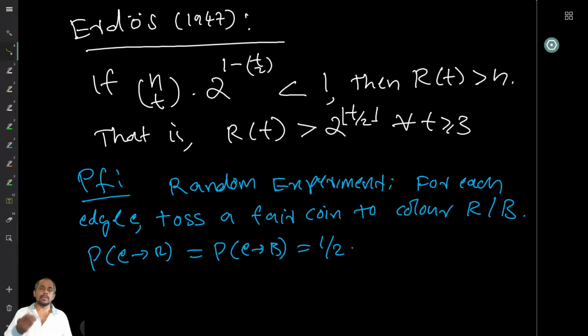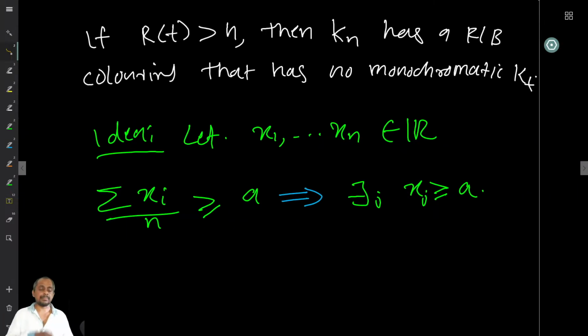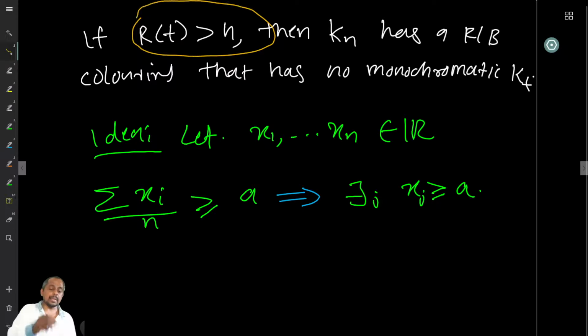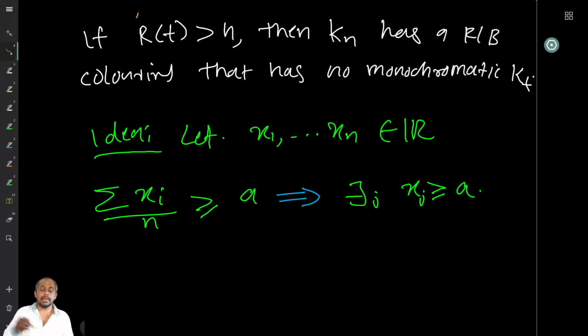Now, because there is an associated probability for an edge to be blue or red, I can define the probability space, event space, etc. What are the objects that we are going to get? We are going to get colored graphs, basically two edge colored complete graphs, right? Now suppose R of t is greater than n, right? Then Kn has a red or blue coloring that has no monochromatic Kt. This is something that we know, by the definition of R of t.